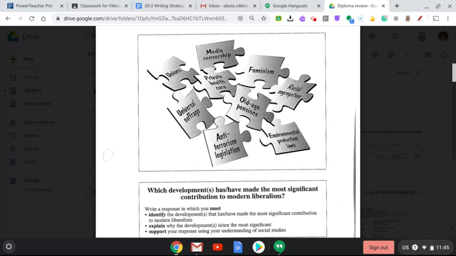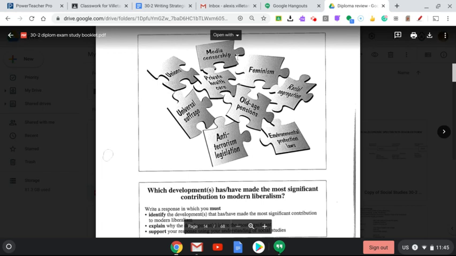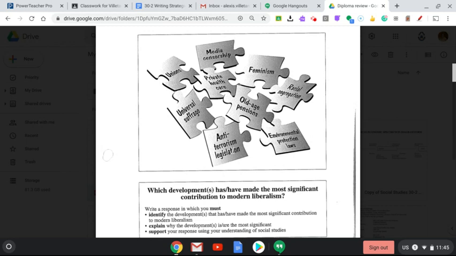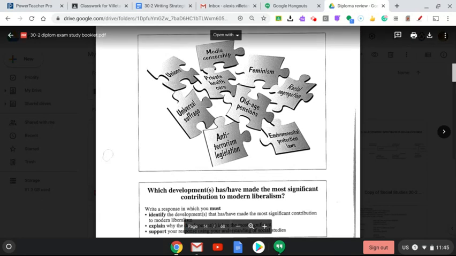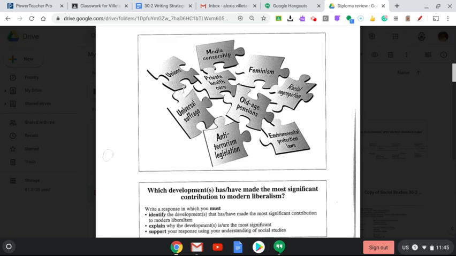For this question, the options that would be acceptable would be unions, universal suffrage, anti-terrorism legislation, environmental protection laws, old age pensions, and feminism. Even anti-terrorism legislation is not the best, but these five are probably your top ones. From the ones that you know are correct, you are going to pick 2 or 3 of those terms, and you are going to write about them.